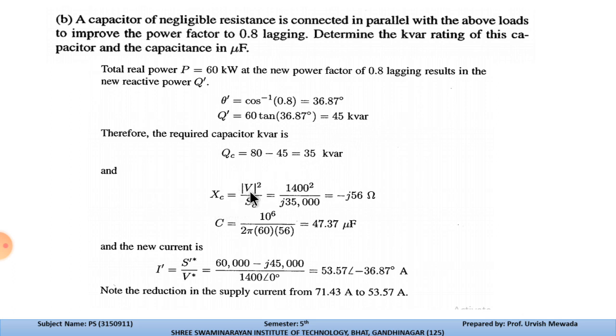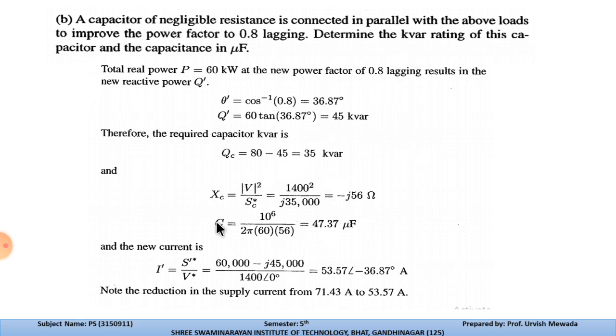capacitive reactance will become V square by SC. R is equal to V upon I, so this is the apparent power from the capacitive branch. So P is equal to V square by R. We are using this equation over here. We don't have R in this branch, that's why we have the capacitive reactance, XC. So V is 1400, so 1400 square, and SC is 35,000. From this we can find the value of XC, the capacitive reactance, that is minus j56 ohm.